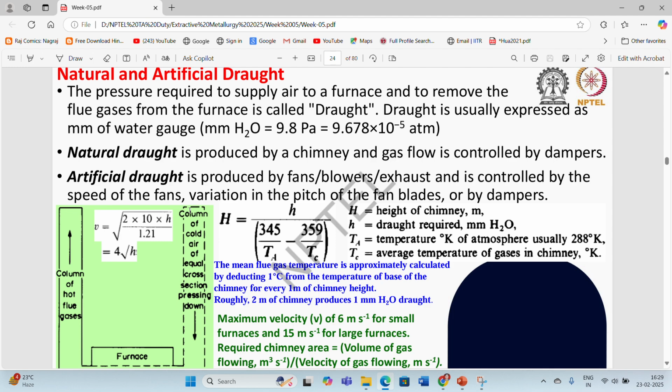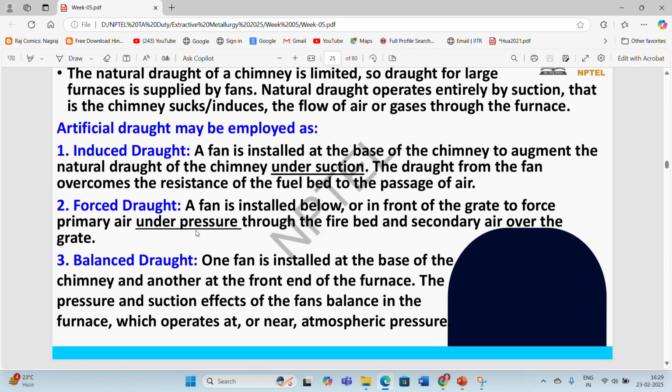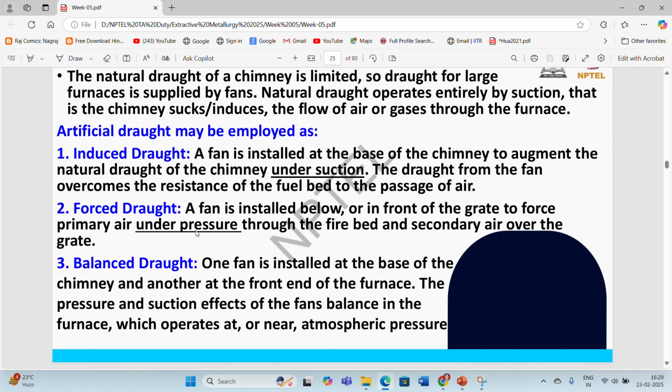So there are three types of draught created in the furnaces for the supply of air or to remove the flue gases from the furnaces. One is natural draught. Natural draught is produced by a chimney and gas flow is controlled by dampers. Then artificial draught is there, so it is produced by fans, blowers or exhaust, and is controlled by the speed of the fan. So we can control the draught according to the speed of fans, variation in the pitch of the fan blades, or by dampers. So the artificial draught can be created in different forms.